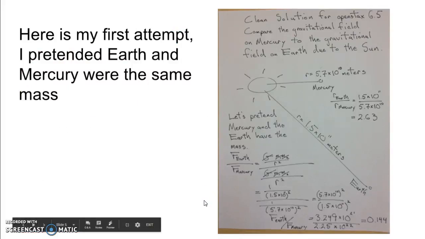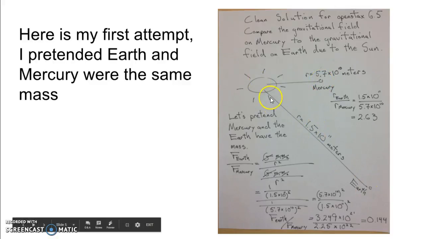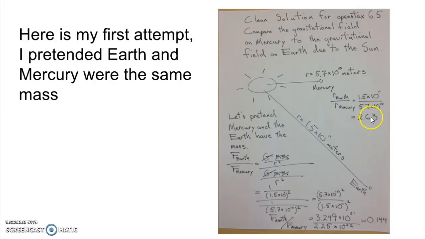So, here's my first attempt. I draw a little diagram. Here's my separation. Mercury is about 1/3 of the distance to the Sun compared to Earth to the Sun. So that means 2.6 times Mercury's orbital radius is Earth's orbital radius.